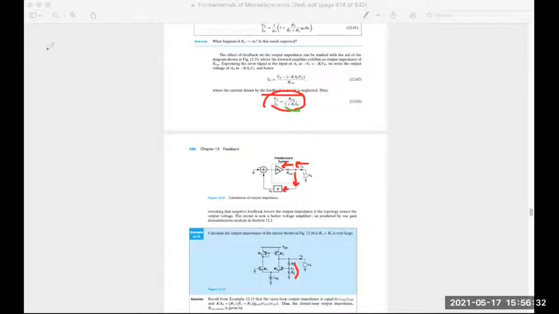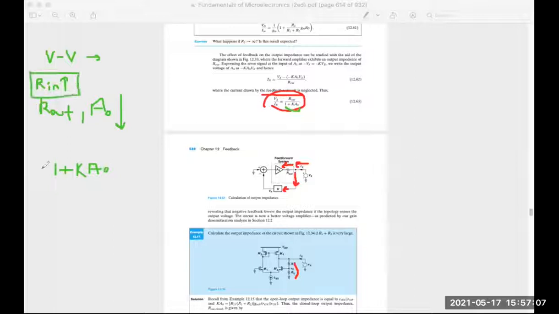Okay? So for a voltage amplifier, basically for a regular amplifier, this is called a voltage amplifier. The feedback boosts the R in, but it decreases the R out and decreases the gain by the same factor. What's the factor? 1 plus K A0. Okay? So your input impedance boosted by this is your new input impedance. Your output impedance and gain are divided by it. Okay? Compare this. These are without feedback, and these are the factors with feedback.